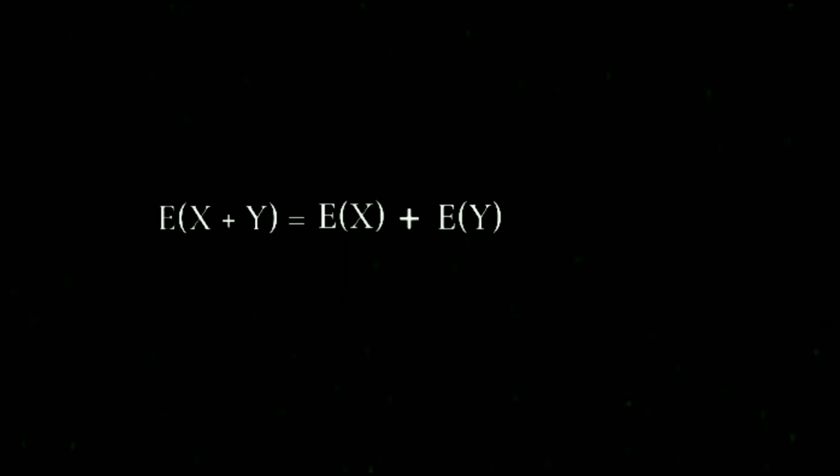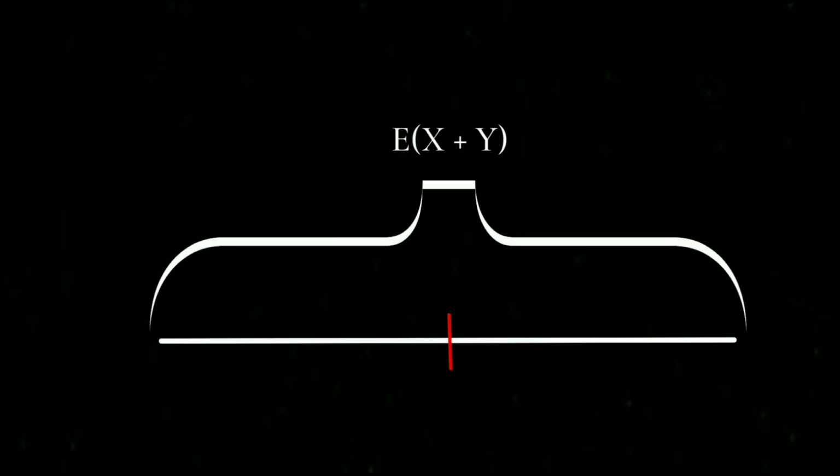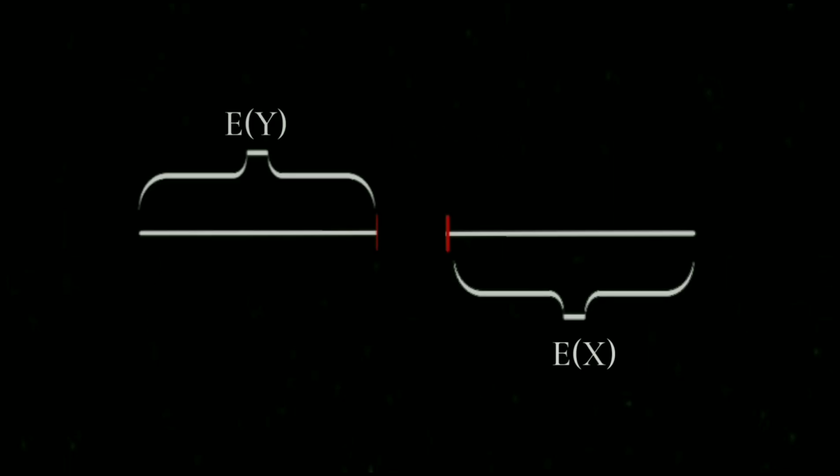Now we've got ourselves a pretty neat functional equation that tells us that the sum of the expected values is equal to the expected value of the sum, meaning essentially that we can split the expected value of a single needle into the sum of the expected values of its constituent needles. So where does this get us?